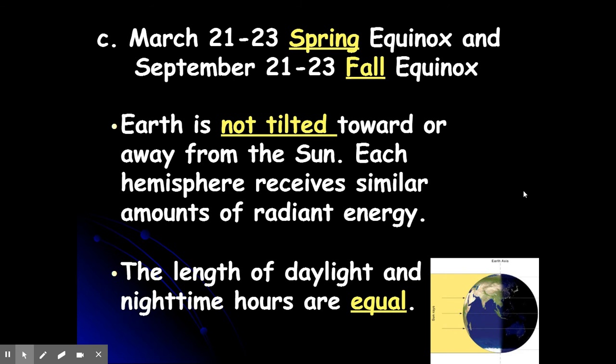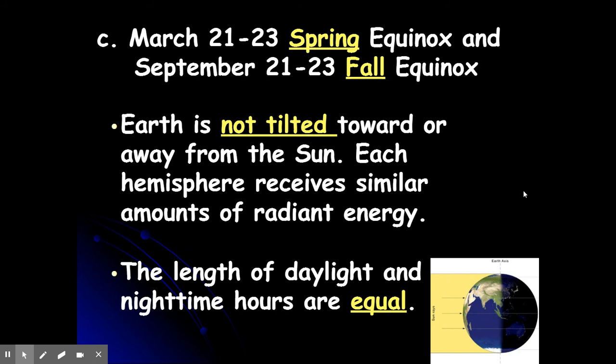Now, you may also hear the spring equinox referred to as the vernal equinox, and the fall equinox is sometimes referred to as the autumnal equinox, for the word autumn. So again, equal hours, day and night. Earth is not tilted away or towards the sun, and both the southern and northern hemispheres are getting equal amounts of solar energy. It would be spring in the north, and then if it's spring in the north, it would be fall in the south. If it's fall in the north, it would be spring in the south.